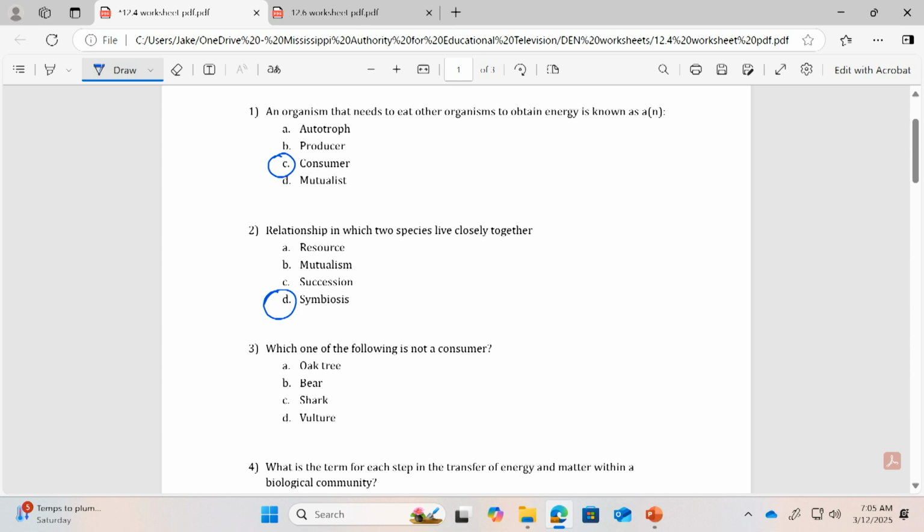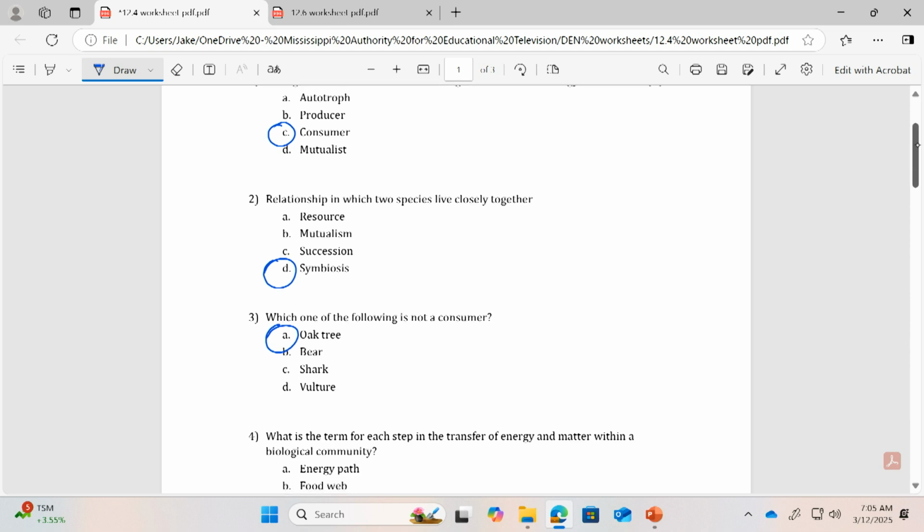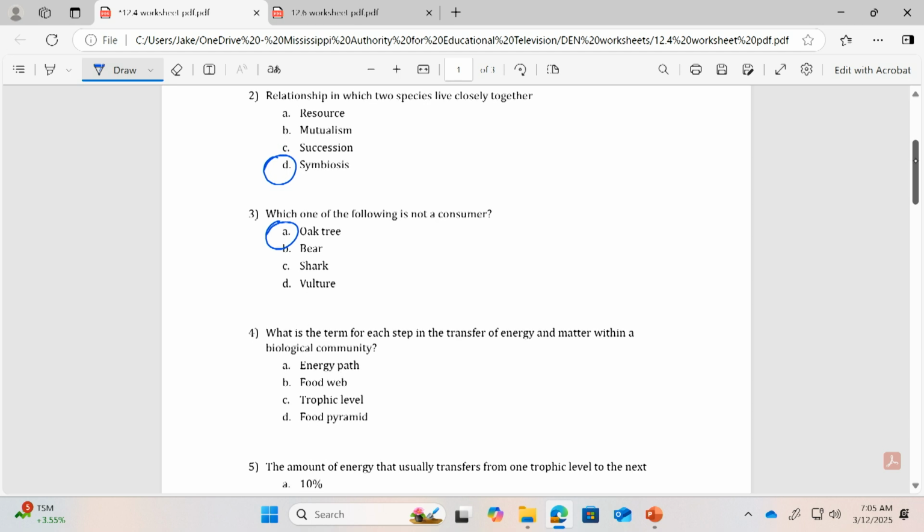Number three says, which of the following is not a consumer? All right, so that means that most of these are going to be eating other organisms. Which one of these is making its own food? That's going to be the oak tree. That's the producer. The tree is a plant, it's doing photosynthesis, and so it doesn't need to eat these other organisms to obtain its energy.